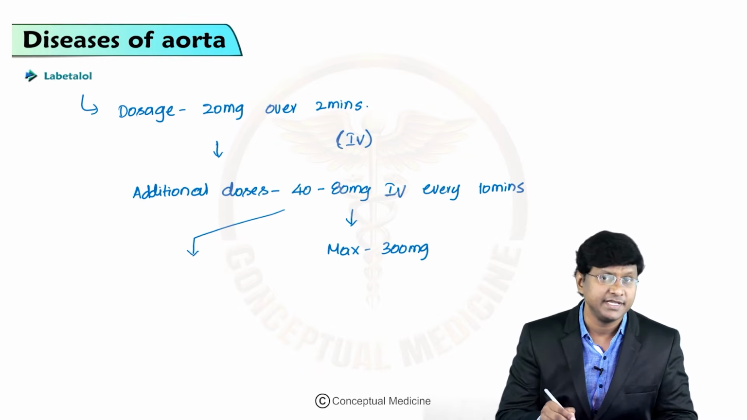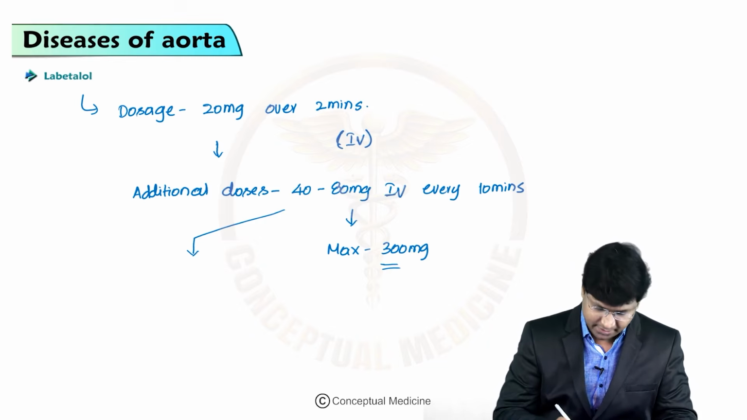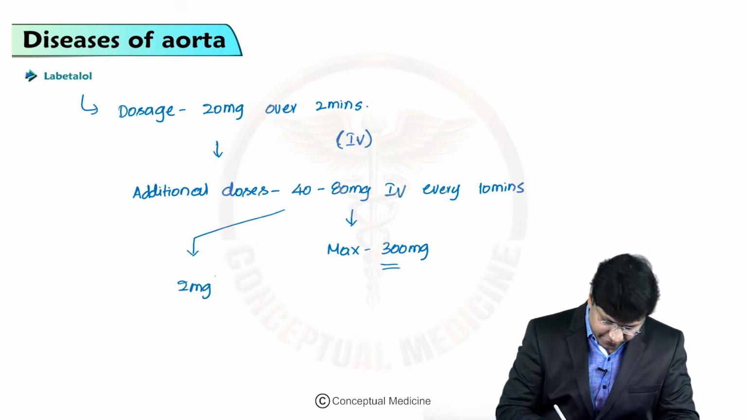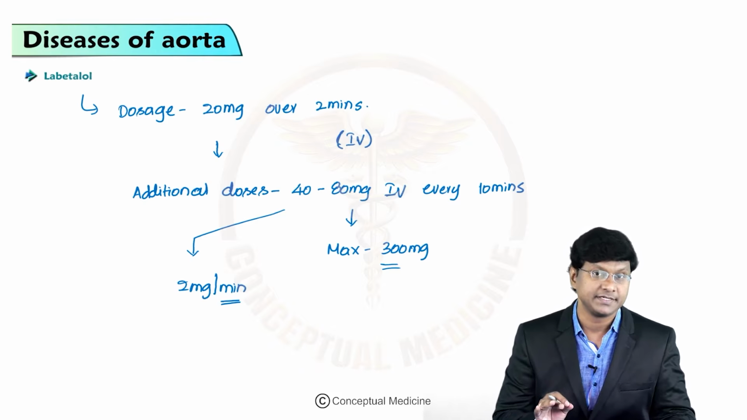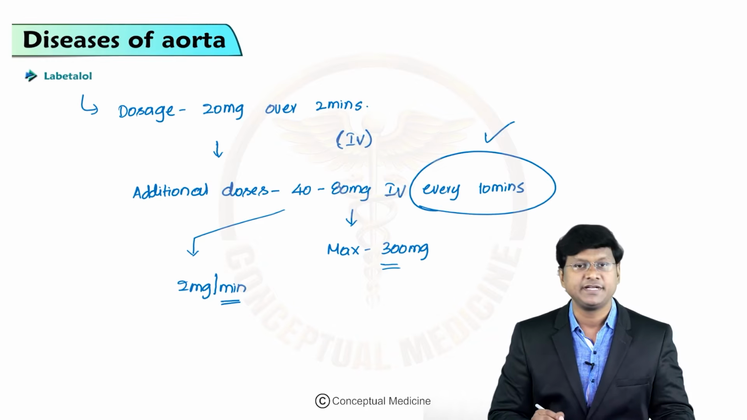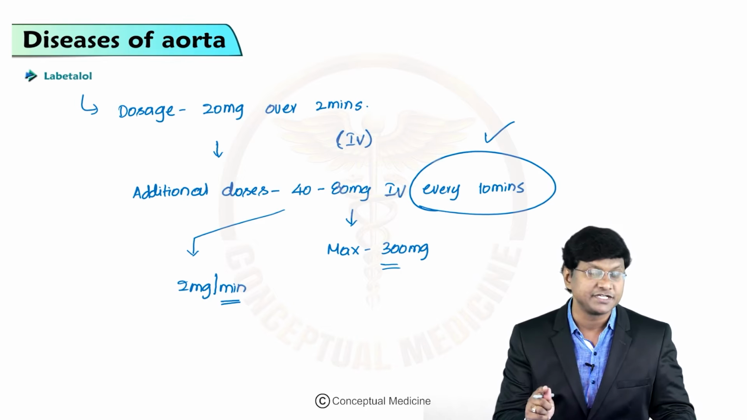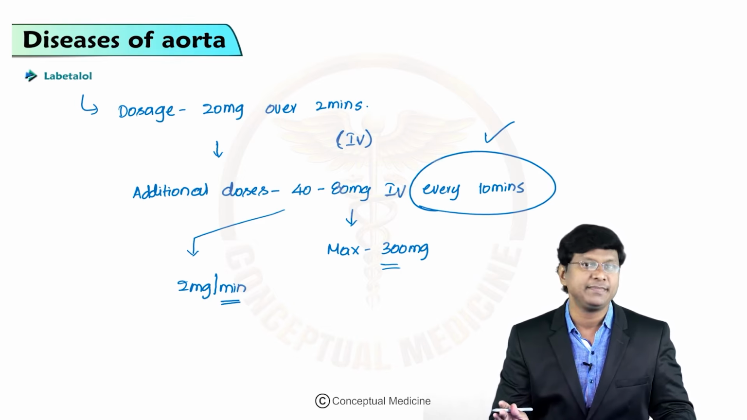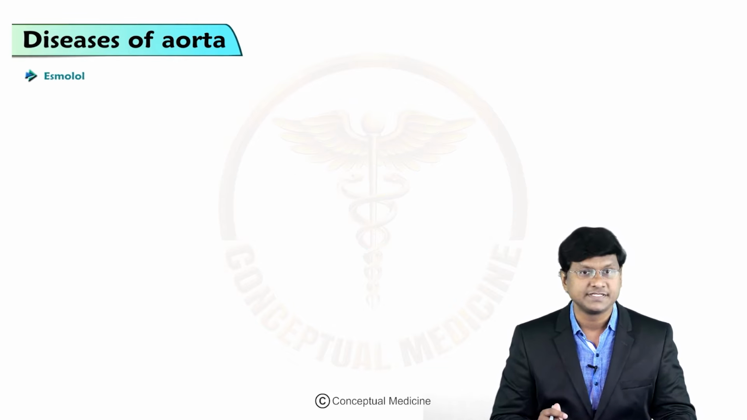And this particular infusion, maximum 300 milligrams, whenever you are giving, you have to give it at a rate of 2 milligrams per minute, and you have to repeat these doses up to maximum 300 milligrams every 10 minutes. You can repeat the doses, but what should be your target blood pressure? 100 to 120 millimeters of mercury. Then what is the advantage of this esmolol?